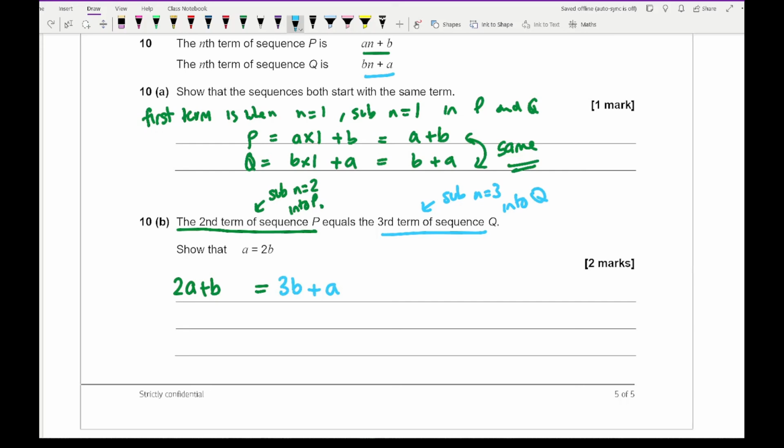And then what we need to do is just simplify this. So if I take all of this to that side, I'm going to end up with a minus 2b equals 0. And then from that, if I take the 2b over to this side, I end up with a equals 2b, which is exactly what they wanted me to show.